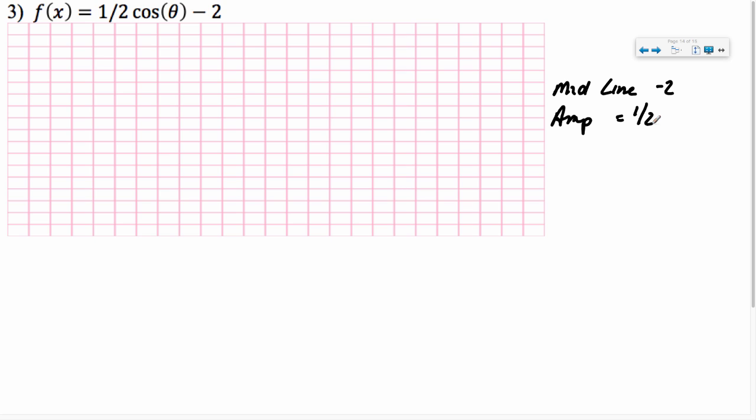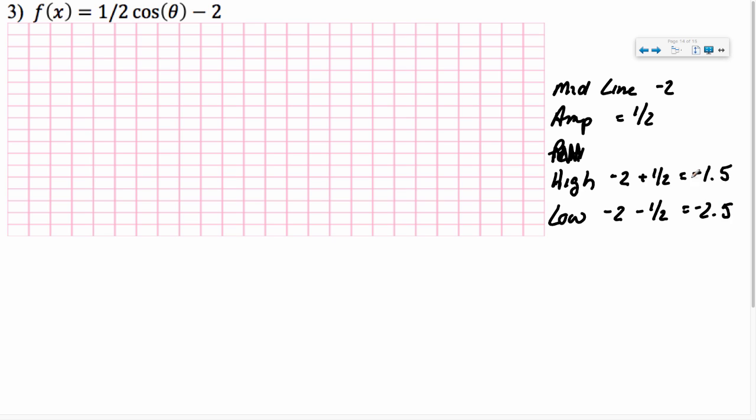What else? Okay, period. Nope, sorry. High and low. So the high value is going to be the midline plus the amplitude, which is negative 1.5. The low value will be the midline minus the amplitude, so negative 2.5. You could see that everything's really negative. The midline's negative and the highs and lows are negative.